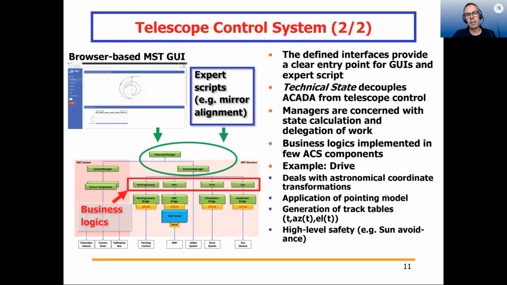We are applying pointing models, and we're generating so-called track tables. These are basically timestamps and then azimuth and elevation. And these are sent to the PLC. The PLC will extrapolate them and then control the telescope. And that's very flexible because you cannot only do sidereal tracking, but you could do something like, I don't know, sketch a heart in the sky, or what you want to do. Only higher level safety, for example, like sun avoidance, is really done here at this high level control.